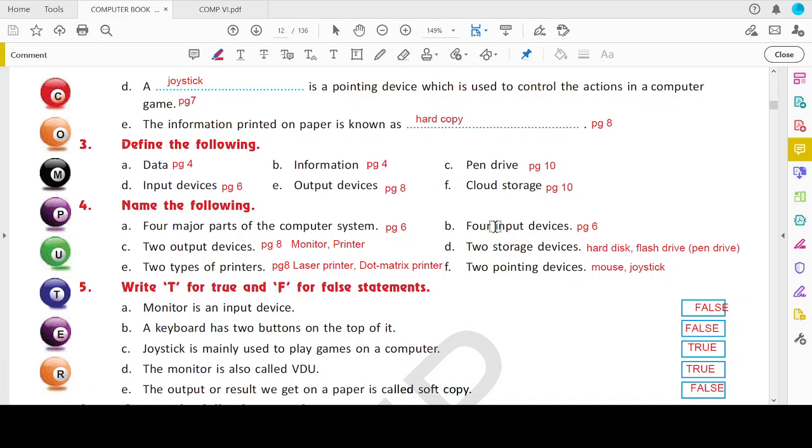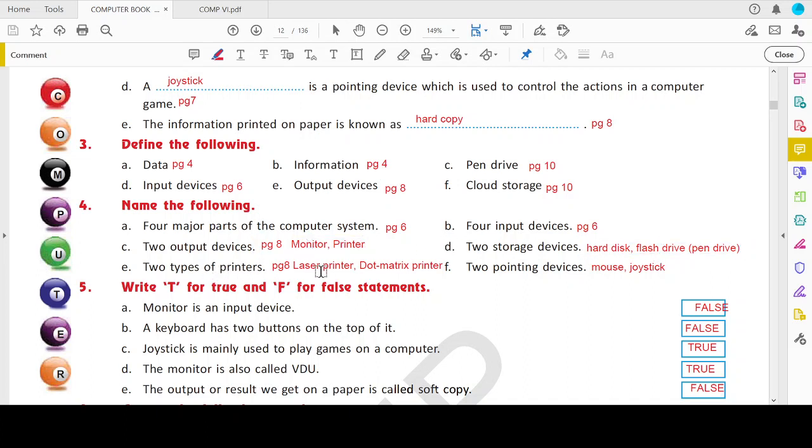Four input devices. What are the four input devices? The keyboard, the mouse, the scanner, or the joystick. Joystick, scanner, mouse, and keyboard are the four input devices of your computer. Two output devices, monitor and printer. Two storage devices, hard disk and the flash drive or flash disk drive. The pen drive is called the flash disk.